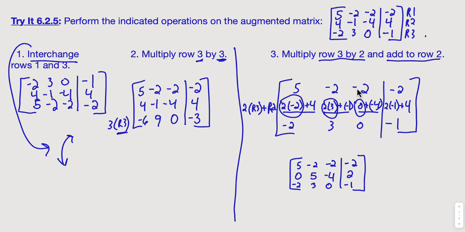So again, interchange means swap. Scalar multiplication means you multiply every element in the row by that numerical value, in this case 3, with row 3. And when we're asked to perform a scalar multiplication and then add it to another row, it is the row that we're adding it to that actually changes.